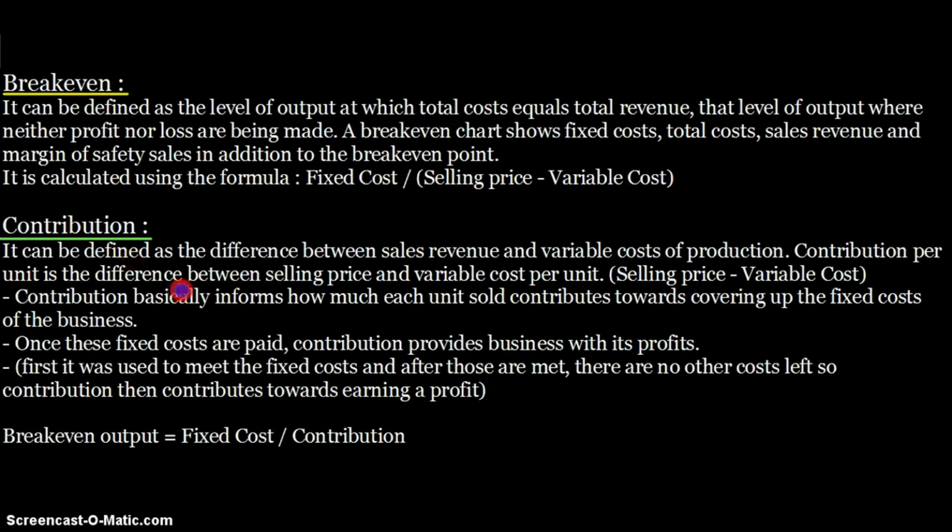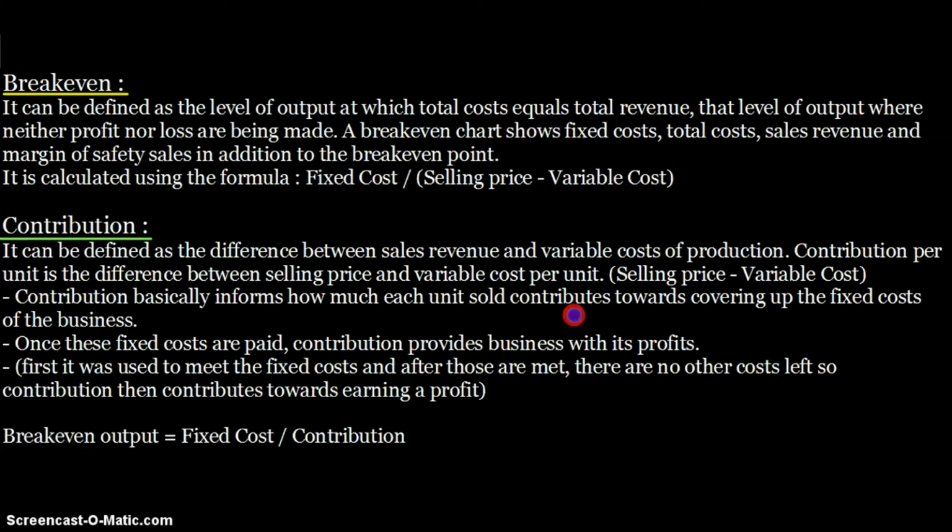Contribution can be defined as the difference between sales revenue and variable cost of production. Contribution per unit is the difference between selling price and variable cost per unit, that is selling price minus variable unit cost. Contribution basically informs how much each unit sold contributes towards covering up the fixed cost of the business. So how much does one unit contribute towards covering up the fixed cost?